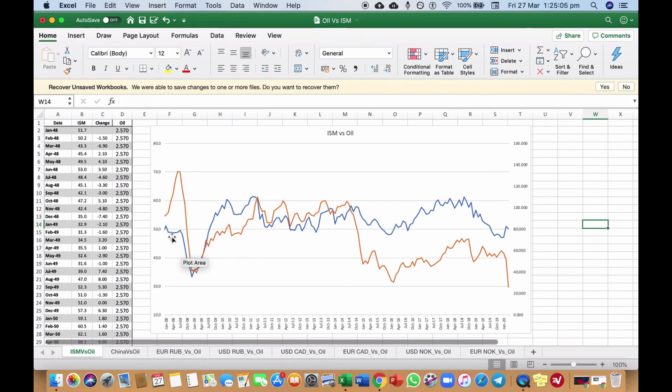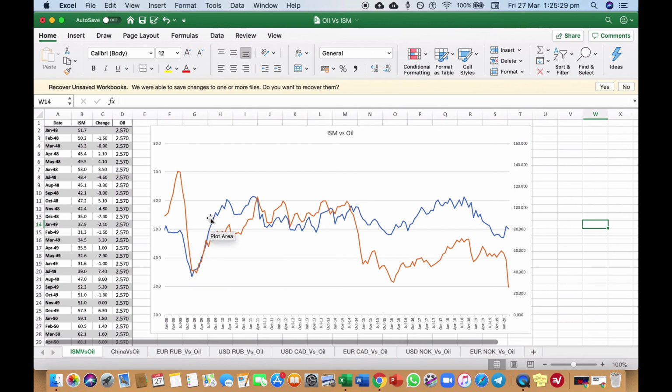And remember, when it's below the level of 50, this is signaling contraction and slower growth in the United States. We have a sell bias towards oil and the commodity currencies. When we're above the level of 50 and growing, we have a strong bias towards global growth increasing. We have a higher demand outlook for oil. So we want to be buying oil, buying the commodity currencies because they're going to appreciate in value.